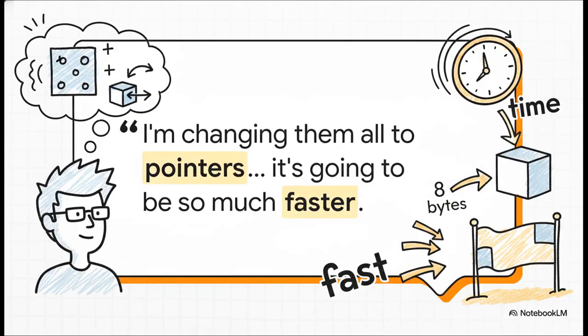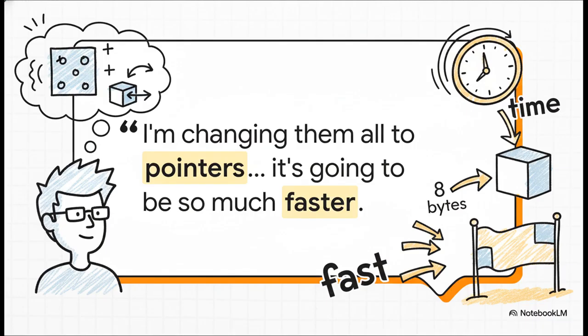So let's talk about Ethan. He's a junior dev, and he's noticed his Go app is passing around these big data structures by value. Now, what does that mean? It means the program is making copies over and over again. His thinking is pretty straightforward. Making copies is slow. Passing a pointer, that's just a tiny little memory address. It should be way, way faster. And you know what? On the surface, he's totally right.